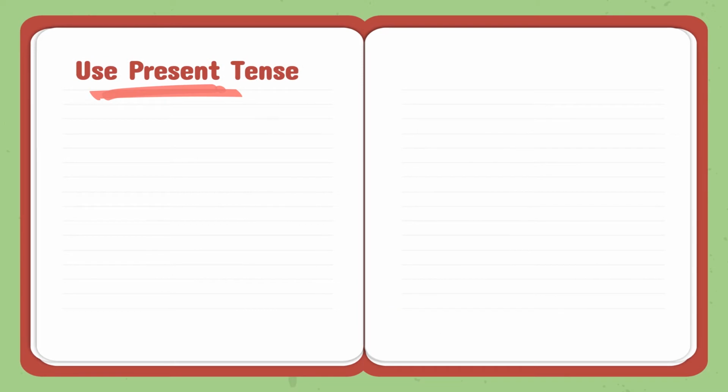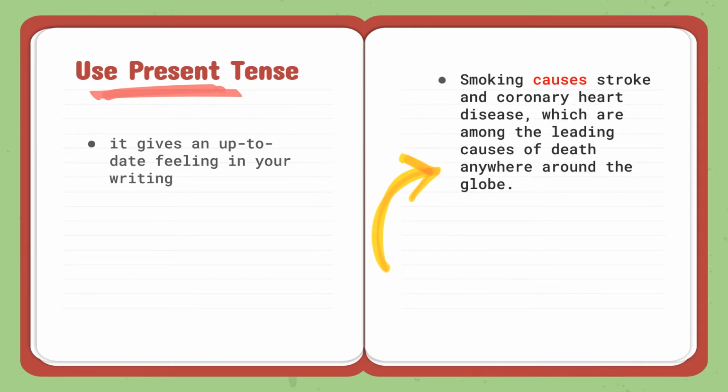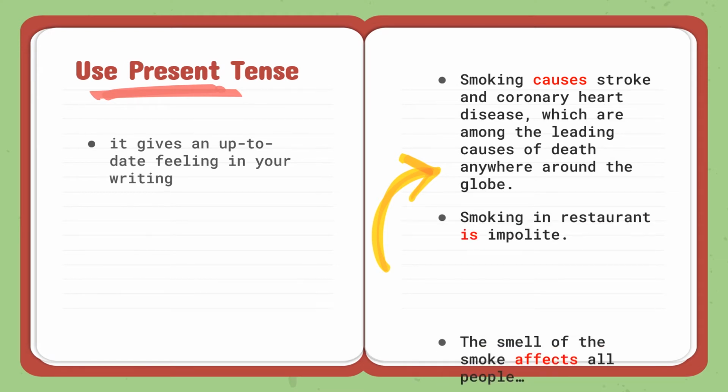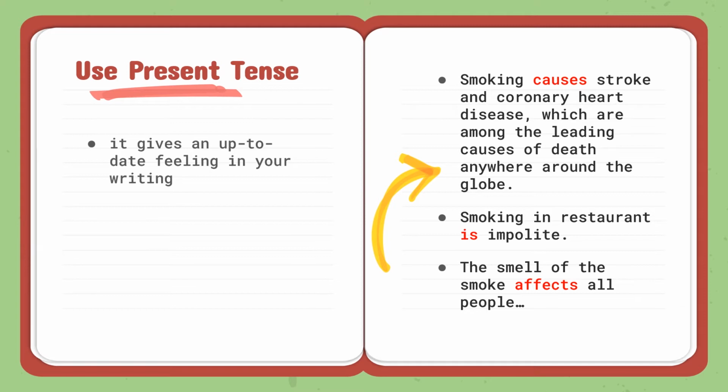Another language feature is the use of present tense. If we use present tense in our exposition text and argumentative text, present tense gives an up-to-date feeling in your writing. Example: smoking causes stroke and coronary heart disease, which are among the leading causes of death anywhere around the globe. Smoking in restaurant is impolite. The smell of smoke affects all people. The highlighted words are examples of verbs in its present form.